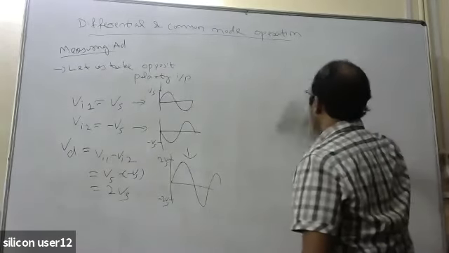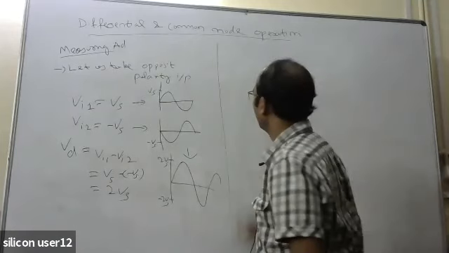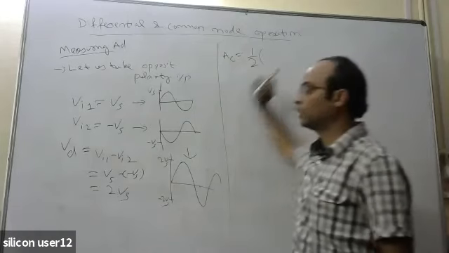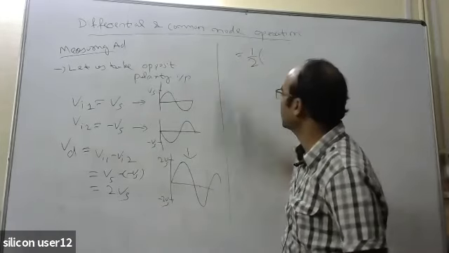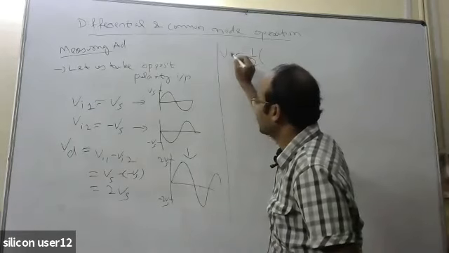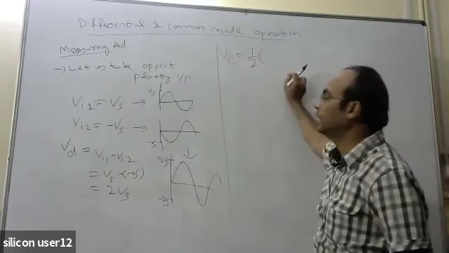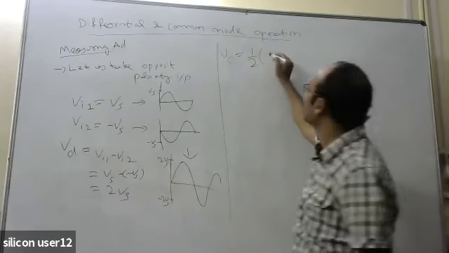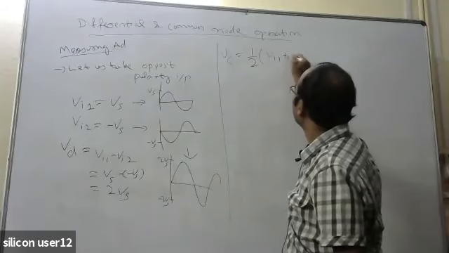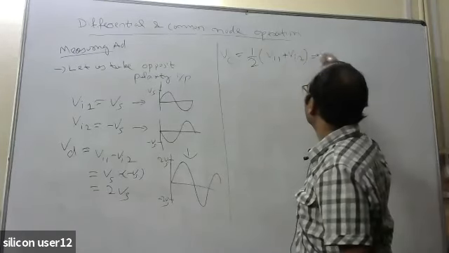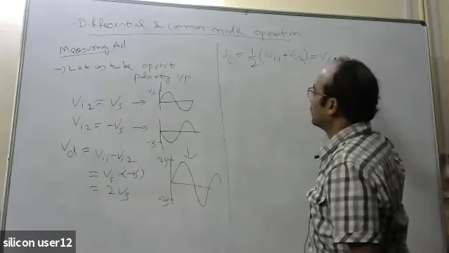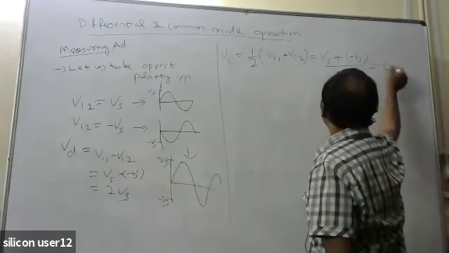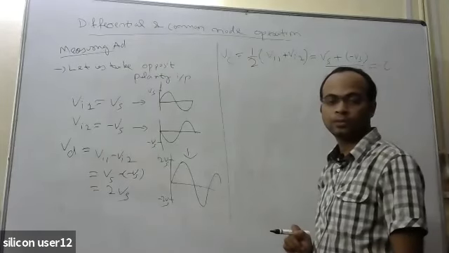And how much is the common component between them? How are you calculating Vc? Vd is the differential input, and Vc is the common one. So Vc equals half of Vi1 plus Vi2, that is Vi1 plus Vi2 by 2. So it will be Vs minus Vs, which equals 0. Yes or no?